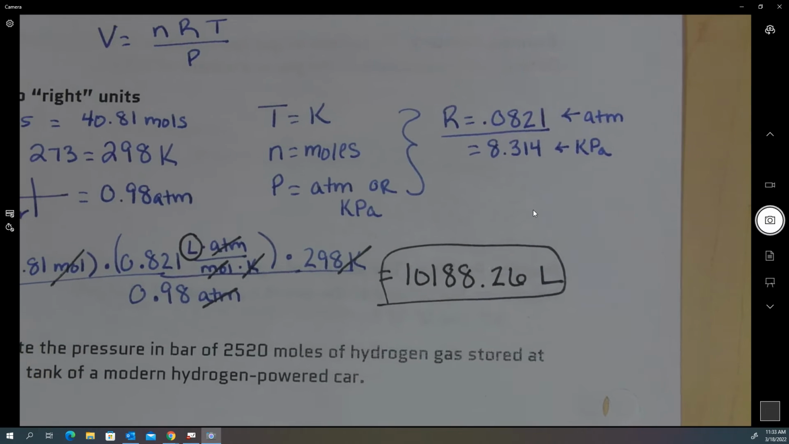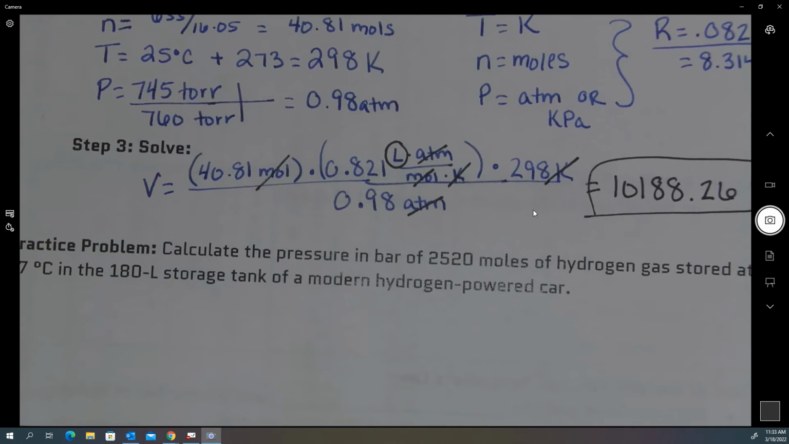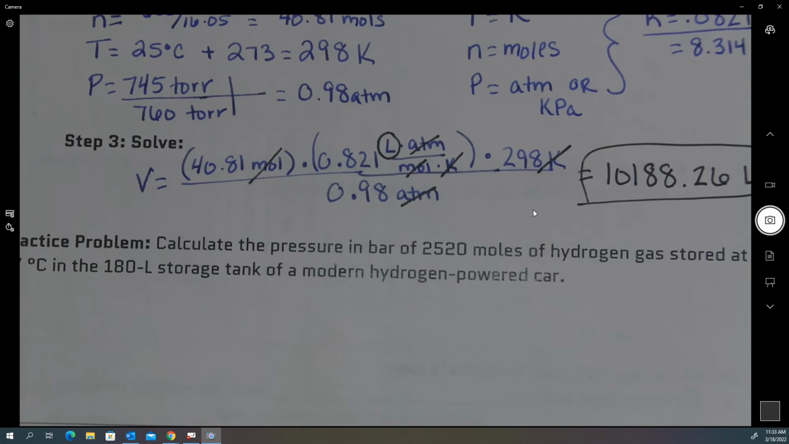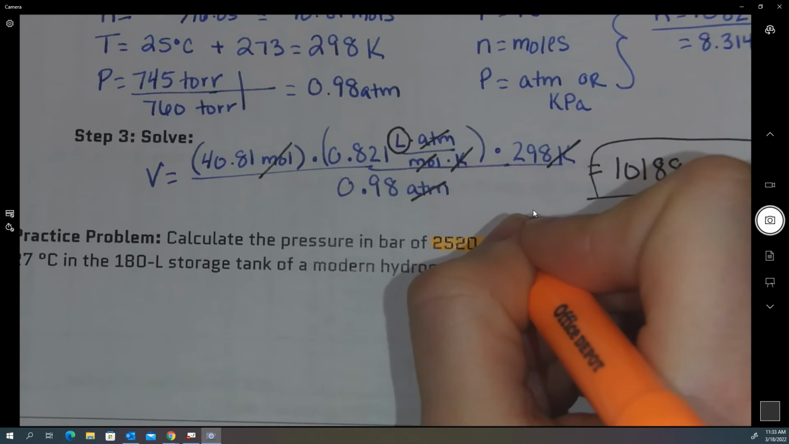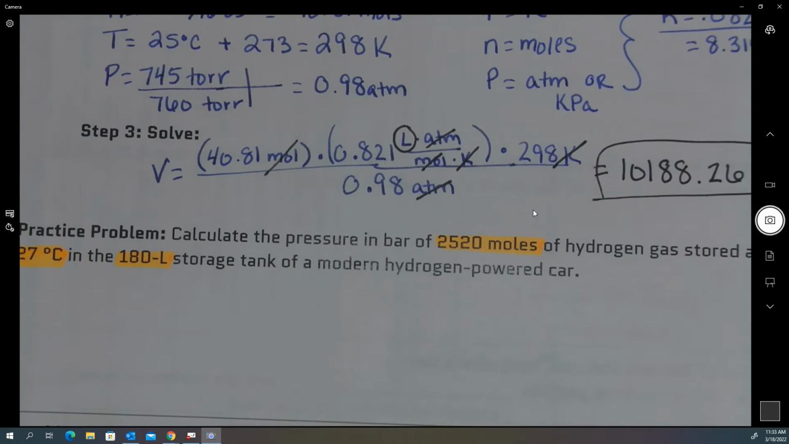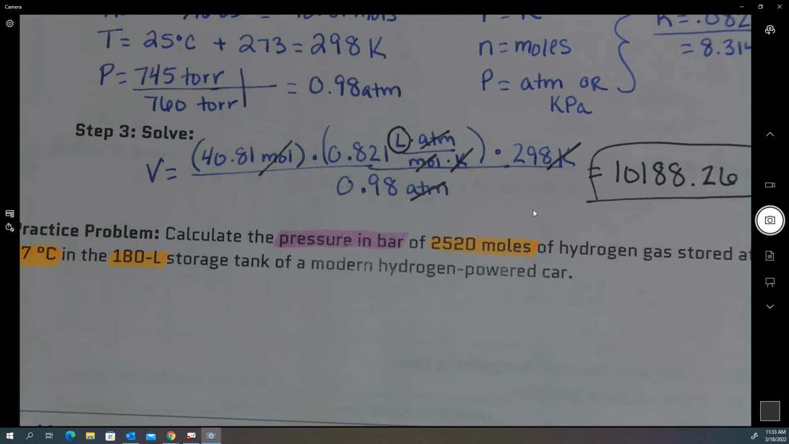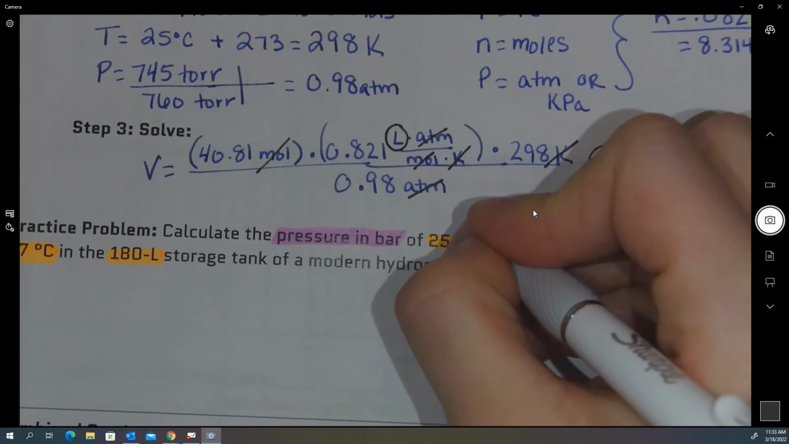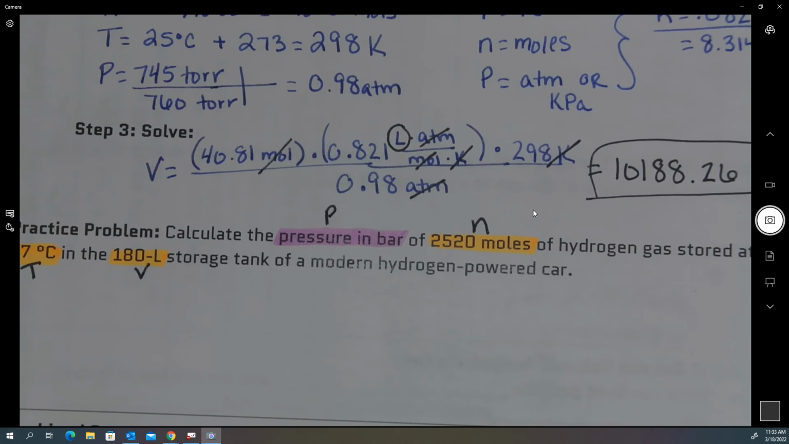Let's look at our practice problem. It says: calculate the pressure in bar of 2,520 moles of hydrogen gas stored at 27 degrees Celsius in an 18-liter storage tank. So we've got moles, temperature, and volume. We're trying to solve for pressure, and it wants pressure in bar. So we've got n, we've got temp, and we've got volume. We are solving for P.